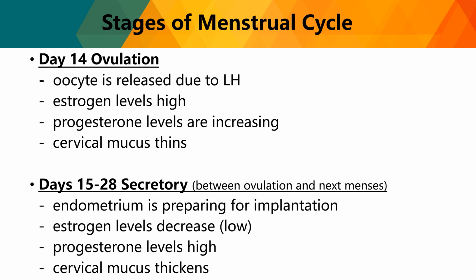So for day 14, it is already the ovulation day. The oocyte is released due to the luteinizing hormone, estrogen levels are high, progesterone levels are increasing, and cervical mucus thins. And then days 15 to 28 is the secretory phase between ovulation and the next menses. The endometrium is preparing for implantation, estrogen levels decrease, progesterone levels are high, and cervical mucus thickens.